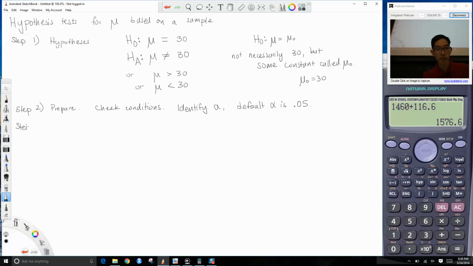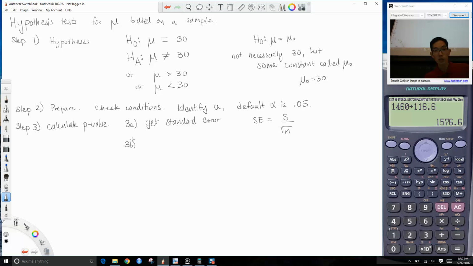Step 3, we're going to calculate our p-value. That consists of 3 subparts. So 3a is get your standard error. The standard error is equal to S over the square root of n: the standard deviation of the sample divided by the square root of n.